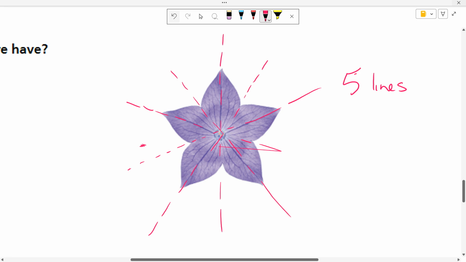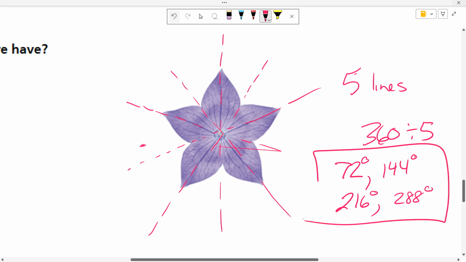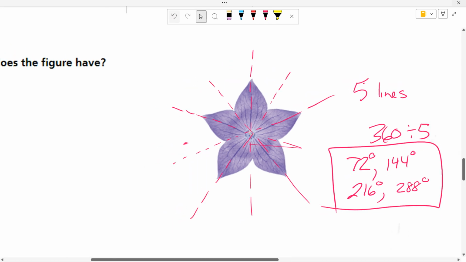Now, if it has 5 petals, what's 360 degrees divided by 5? So every 72 degrees, it's back on top of itself. So the rotational symmetry is 72, 144, 216, 72 after that is 288. And then it would go to 360. So those are the 4 turns. You have 5 petals, so there's 4 turns. All right.